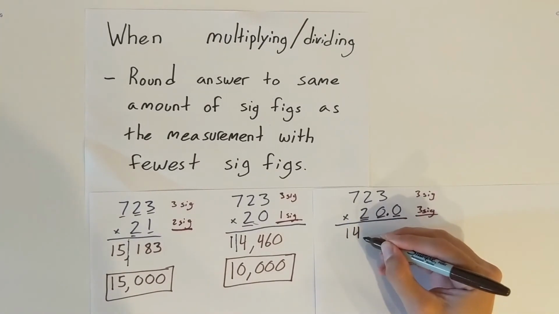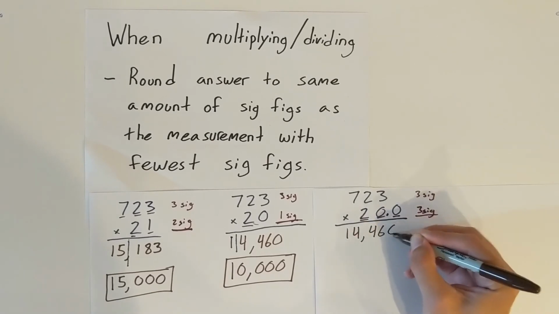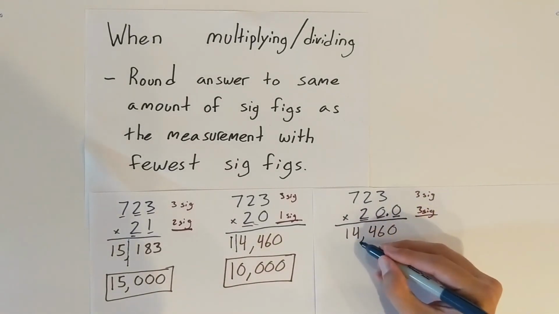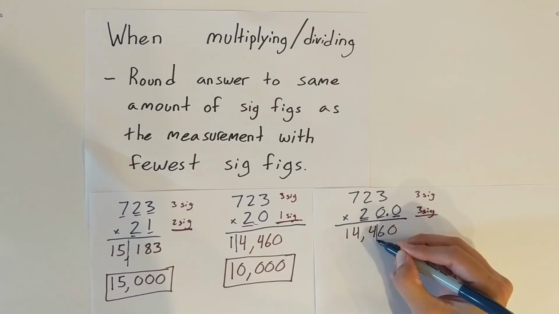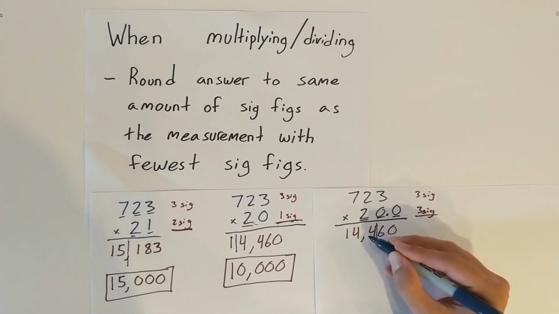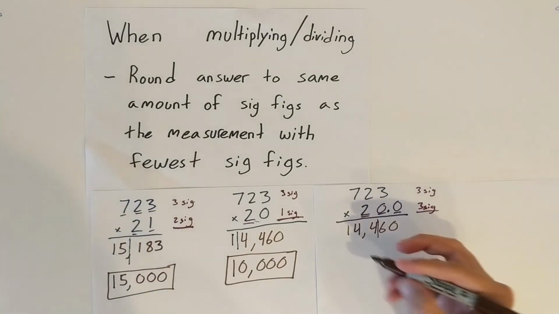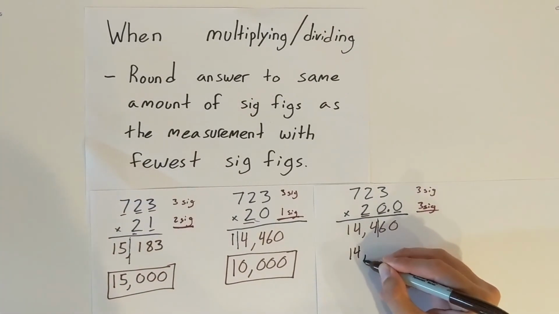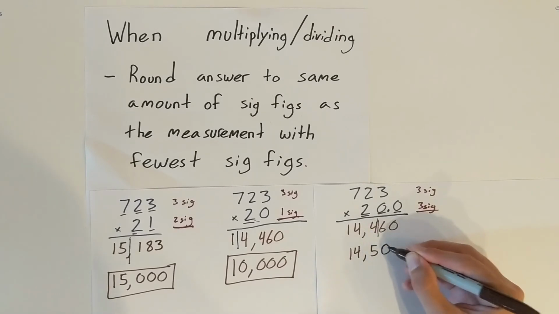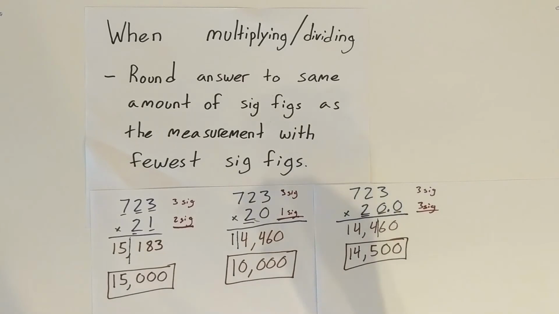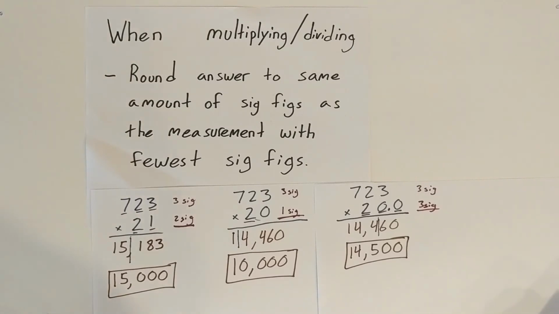So again, this would be 14,460. And 3 significant figures would take me right here. And that 6 would make me round up. So my answer would be 14,500. All right, so now we'll try a division example.